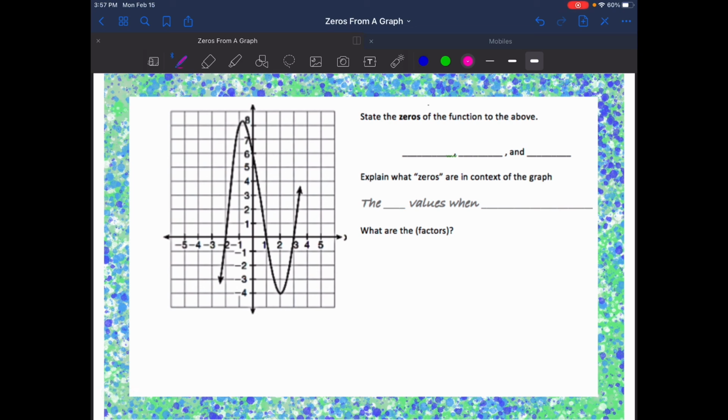Okay, let's try this one. First thing we want to do is state the zeros of the function. Oh, it's not above. It's to the left. So what are the 3 zeros for this function? That would be -2, +1, and +3. And explain what zeros are. So zeros are the x values when y equals 0. Or y is 0. The factors. I'll do the first factor for you. If my 0 is -2, my factor would be x plus 2. What are my other 2 factors? It's x minus 1 and x minus 3.